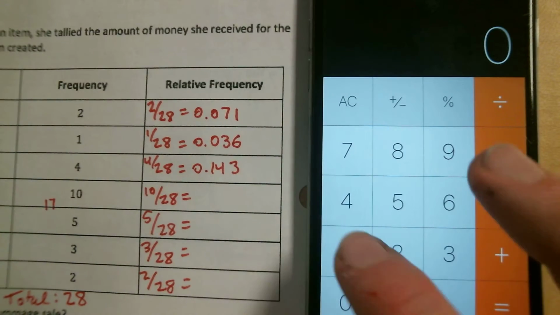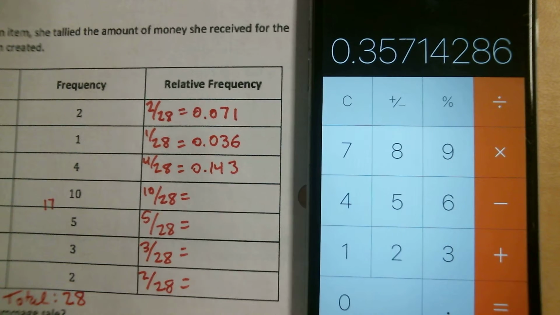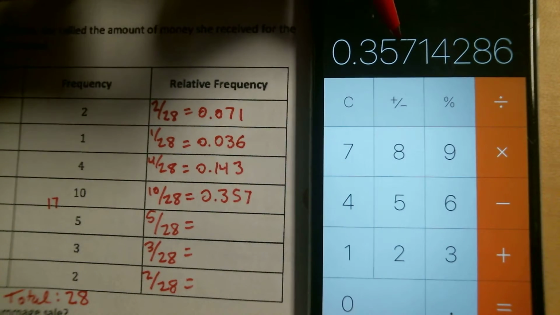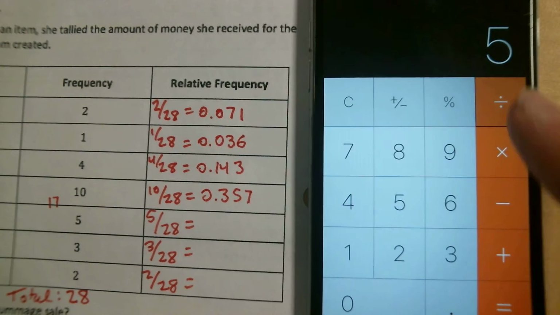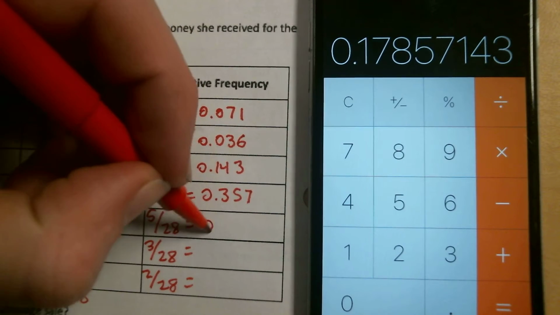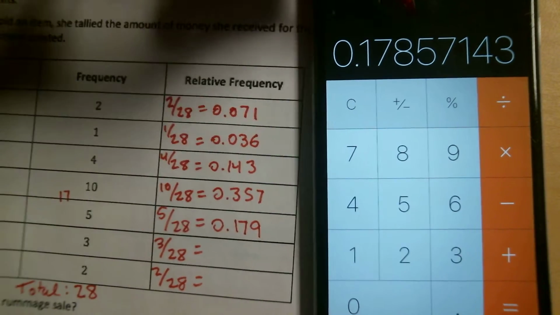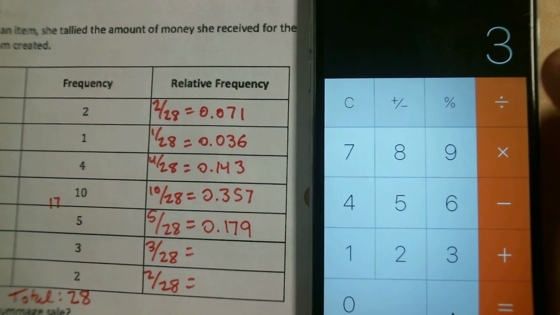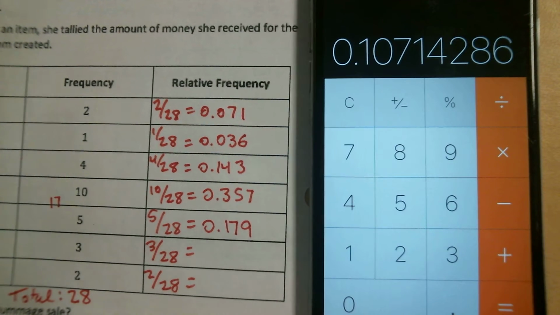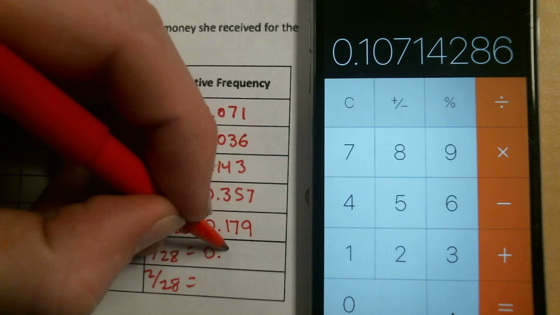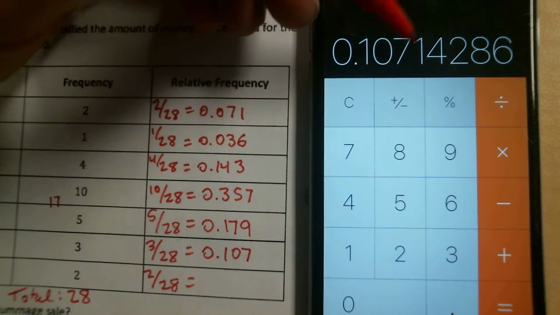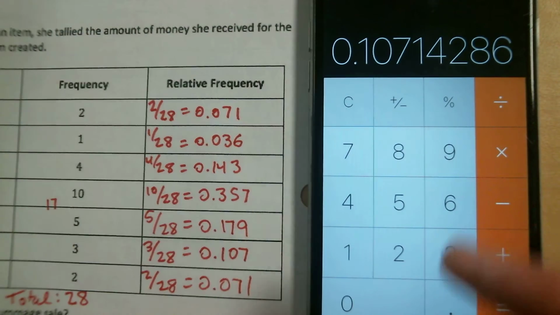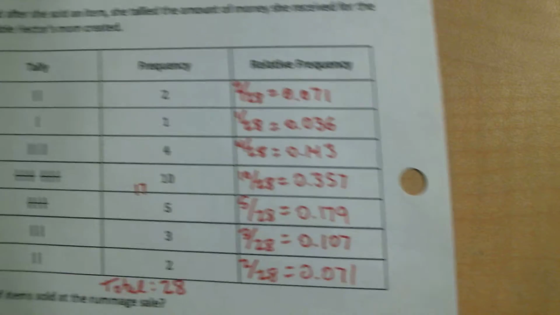And so I continue on. 10 divided by 28. That would be 0.357. This time the 1 tells you to leave the 7 alone. We have 5 divided by 28. So we have 0.179, another round up situation. The 5 tells me to round the 8 up. Let's keep going. 3 divided by 28. This one would be 0.107. No rounding necessary because it's not higher. And then 2, we've already done that one. We got 0.071.